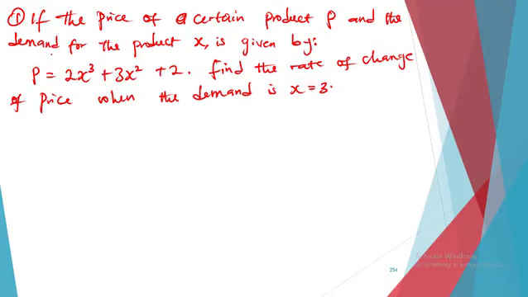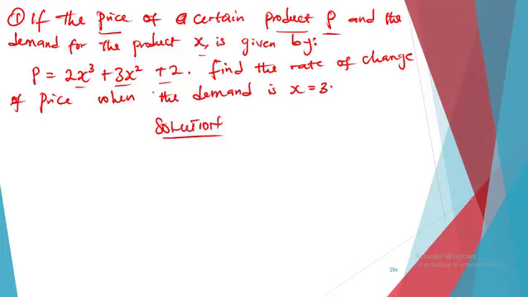Okay, we have a problem here on the screen. If the price of a certain product P and the demand for the product X is given by P equal to 2x raised to power 3 plus 3x squared plus 2, find the rate of change of price when the demand is X equal to 3. Okay, this is very simple.